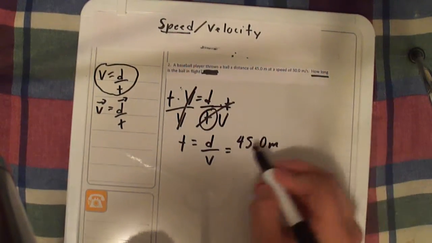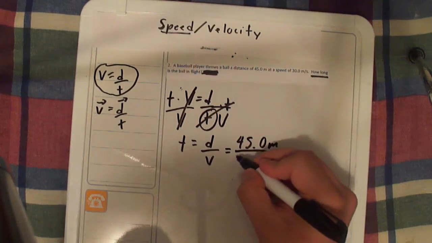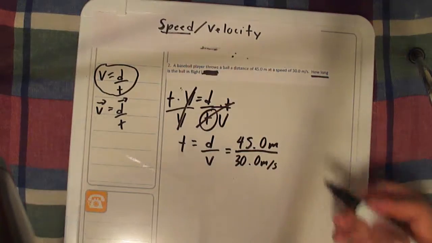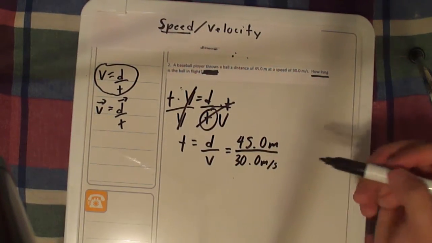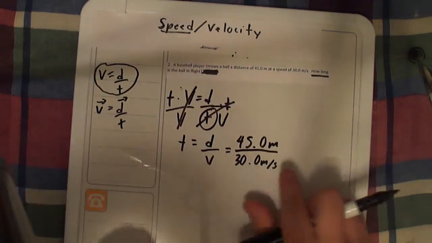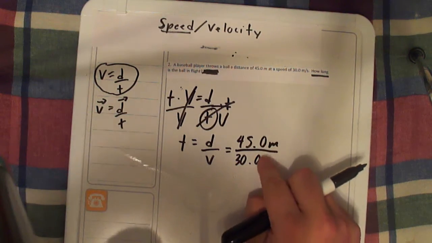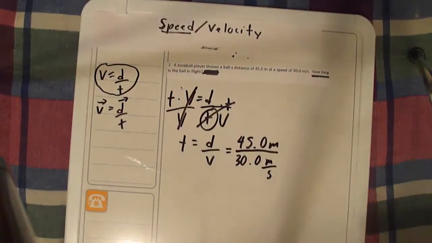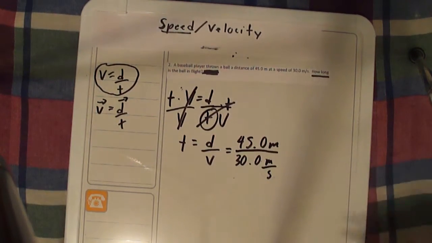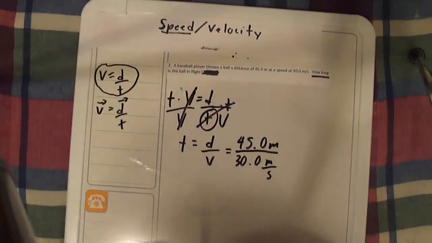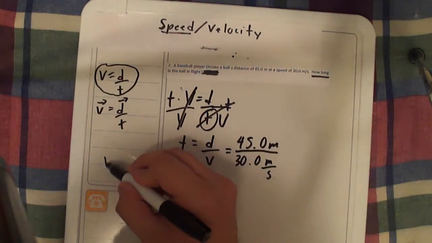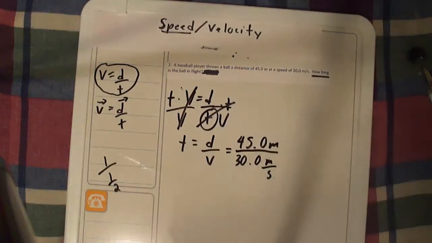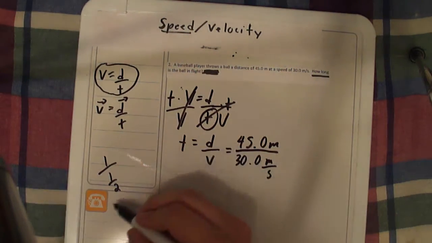45.0 meters over 30.0 meters per second. In this instance, it actually works out very well, because you actually have meters over seconds. For those of you who don't know, if you ever divide by a fraction, so you had 1 divided by 1/2.